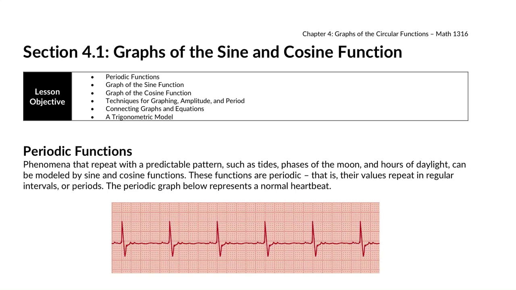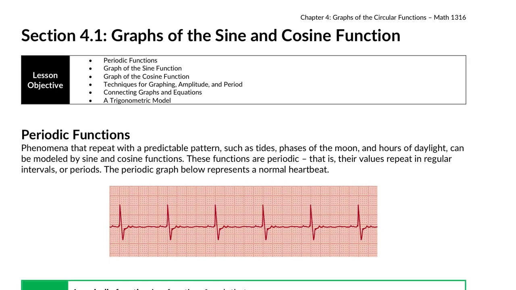Chapter 4 is all about the graphs of the circular function. So if you've taken a pre-calc class before, you have seen what sine, cosine, and tangent look like. We're going to jump into the beginning of them. The goals of these lessons are to be able to talk about the different attributes of the sine and cosine, eventually tangent function and their reciprocals, and then graph them.